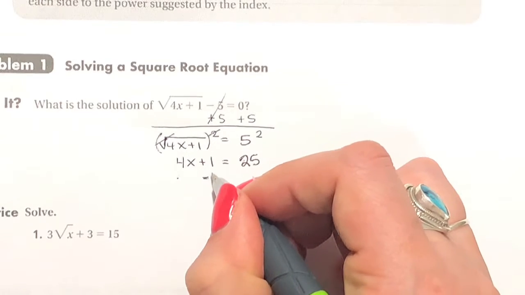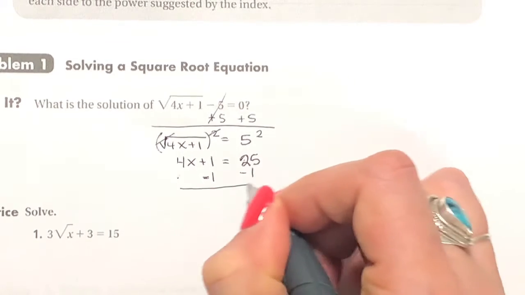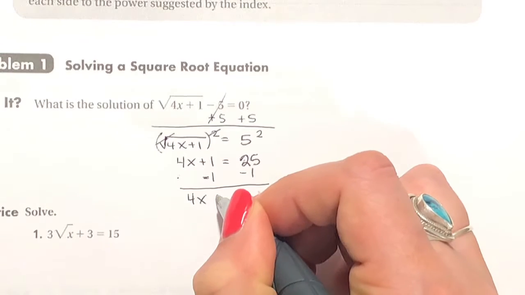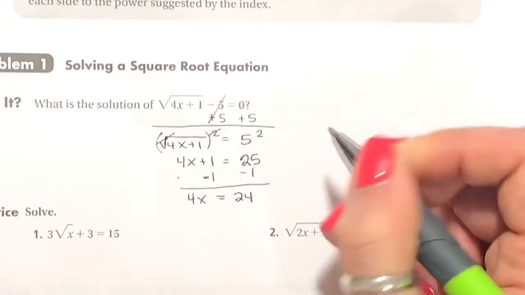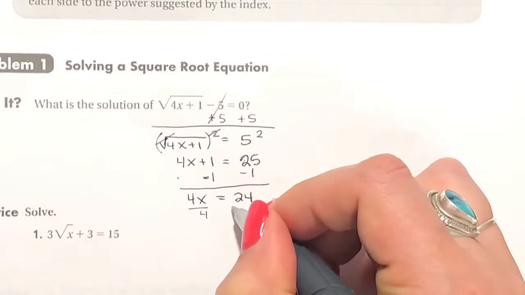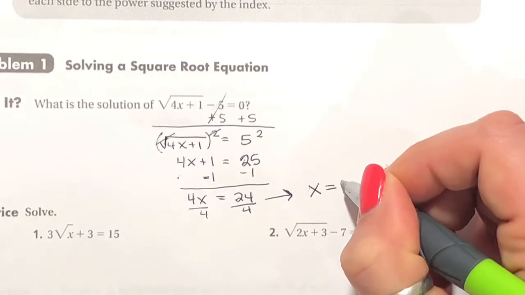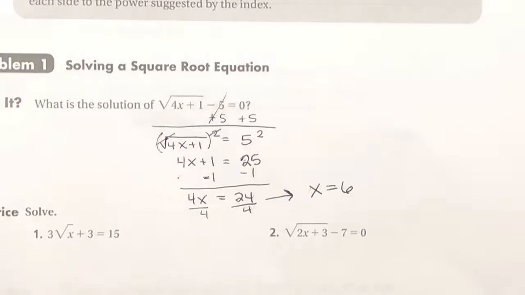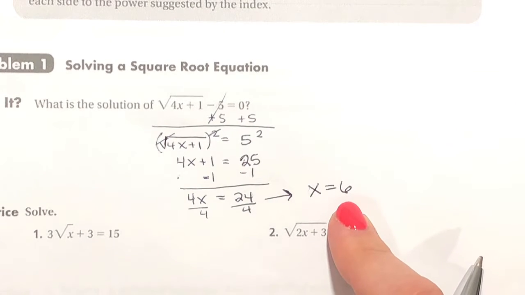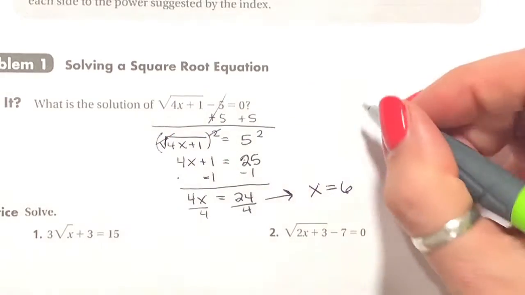So first we're going to minus the 1 from each side, and that leaves me with 4x is equal to 24. And then to get rid of that 4, we will divide by 4. And so we get x is equal to 6. And again, you do want to check, because sometimes when you're going through these steps, you might get a solution that actually doesn't solve the equation.